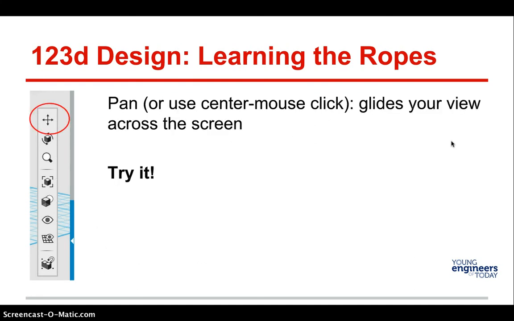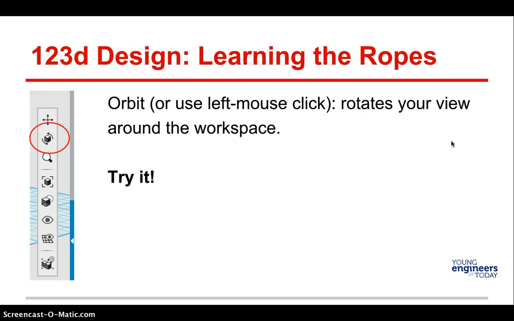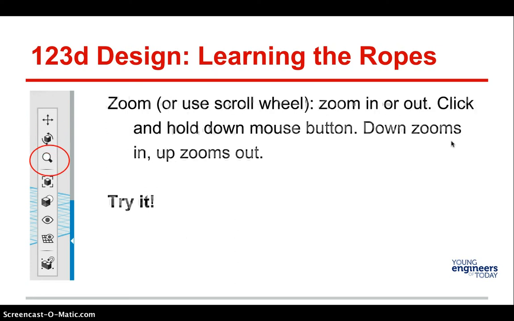Okay, let's go over those. We have the pan, which slides your view across the screen. We have the orbit, which rotates your view around the workspace. And we have the zoom. It zooms in or out. Click and hold down the mouse button. Down zooms in, up zooms out.